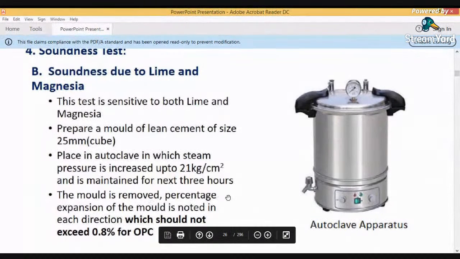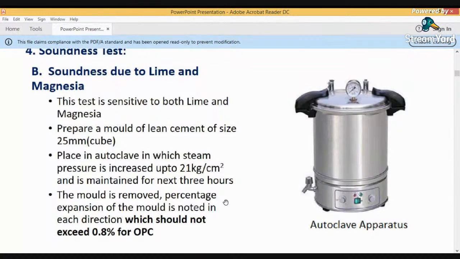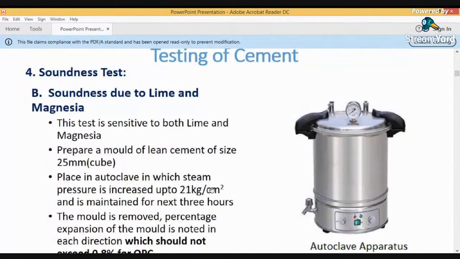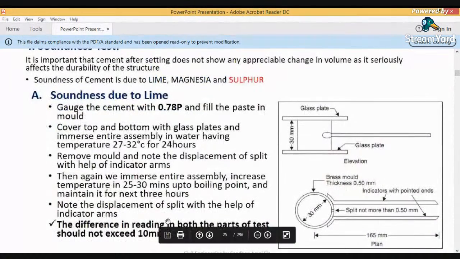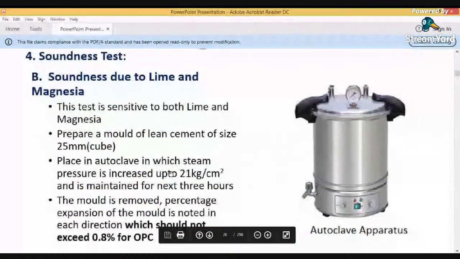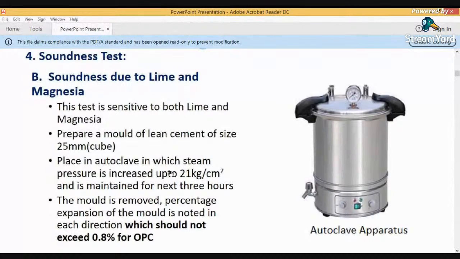Then you have to measure the percentage expansion of the mold in each direction. In X, Y, Z, you have to find out what the percentage of expansion is. In no case should the percentage of expansion be more than 0.8%. We should not exceed 0.8% for ordinary Portland cement. So for lime, this should not be more than 10 millimeter. In autoclave, the expansion should not be more than 0.8% for ordinary Portland cement.